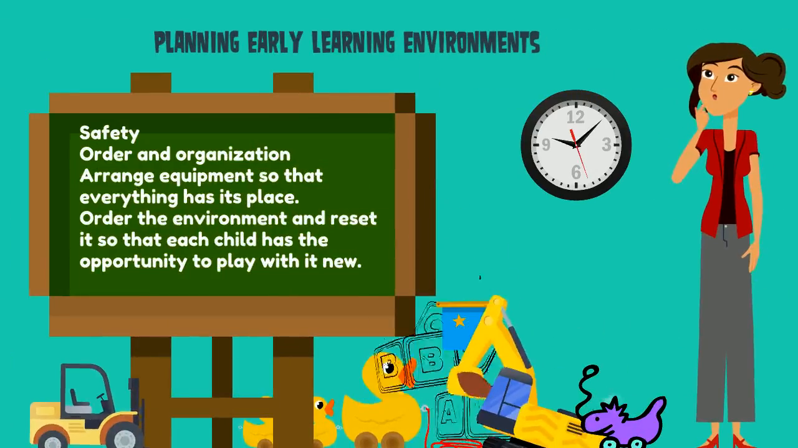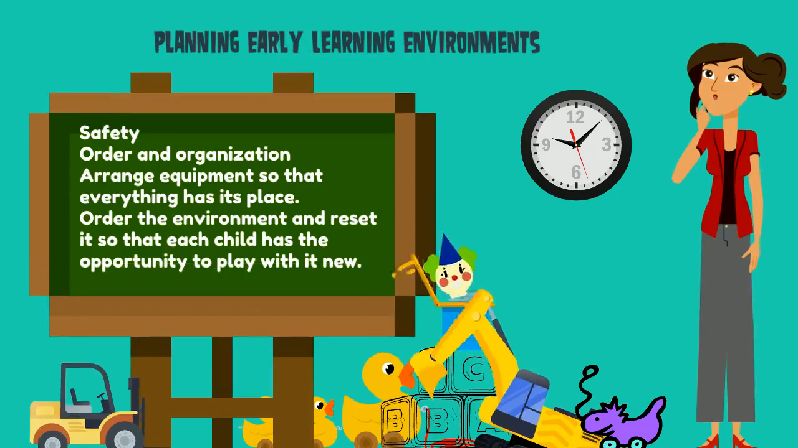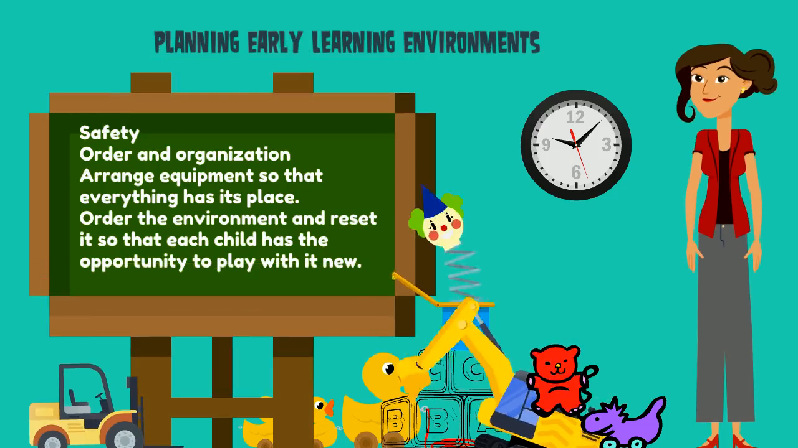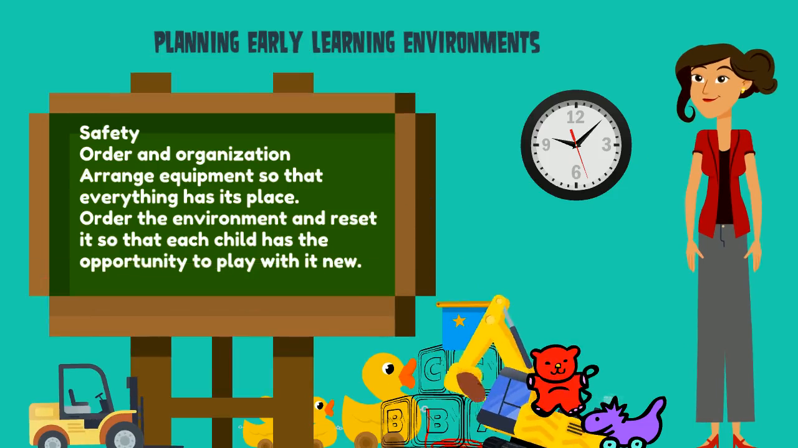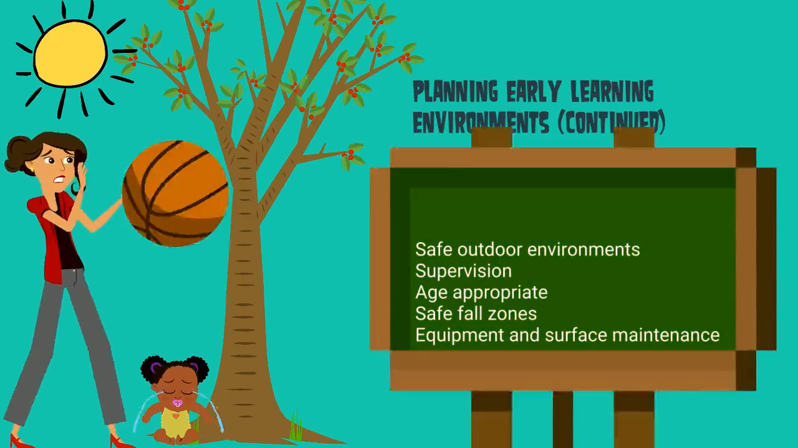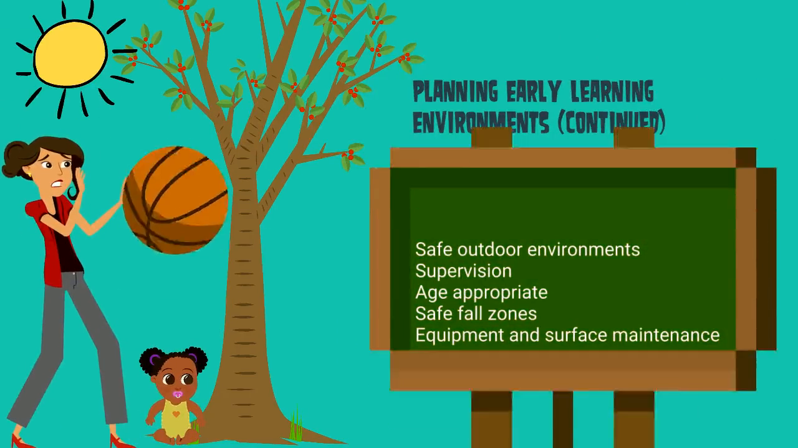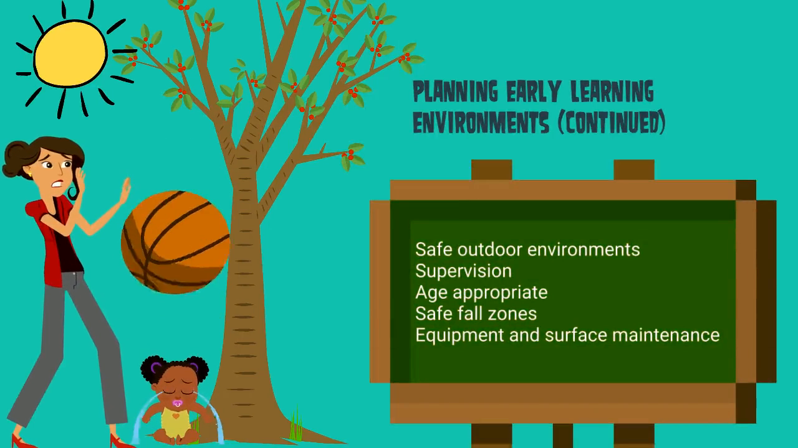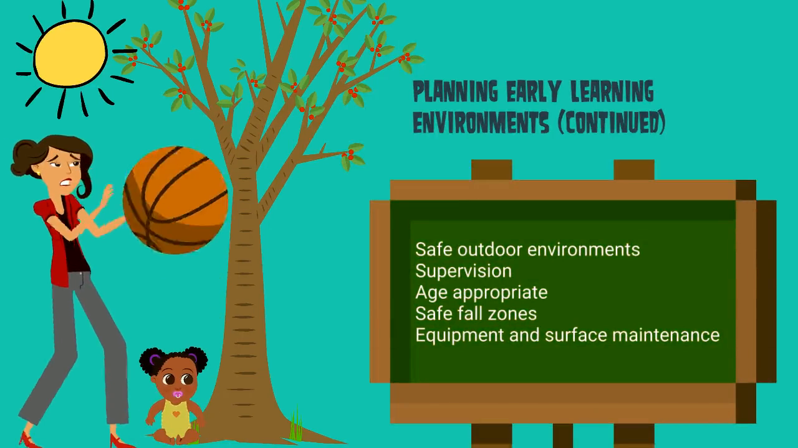Safety, order, and organization. Arrange equipment so that everything has its place. Order the environment and reset it so that each child has the opportunity to play with it as new. Safe outdoor environments require supervision, age-appropriate, safe fall zones, equipment, and surface maintenance.